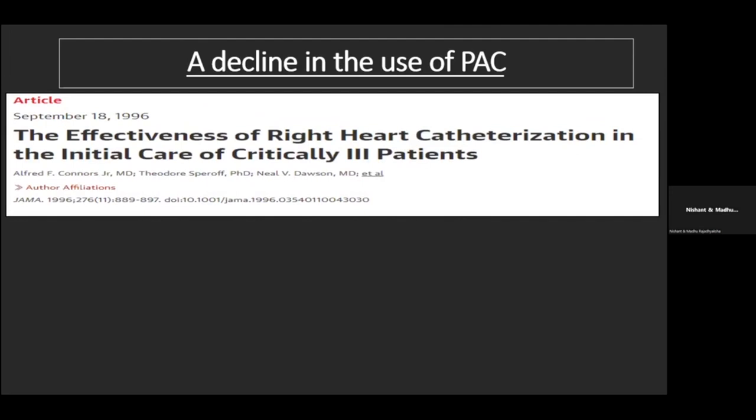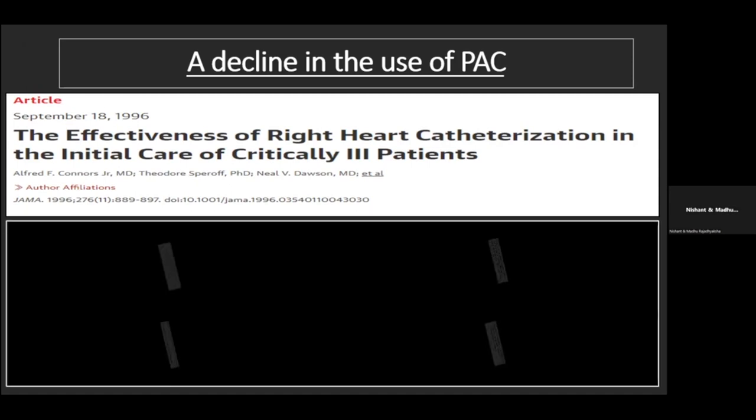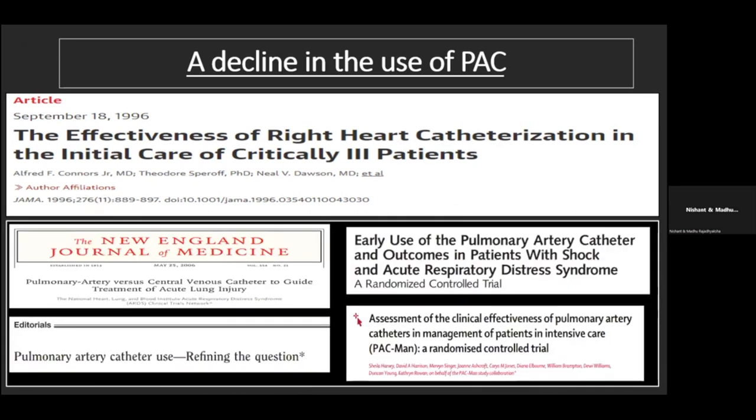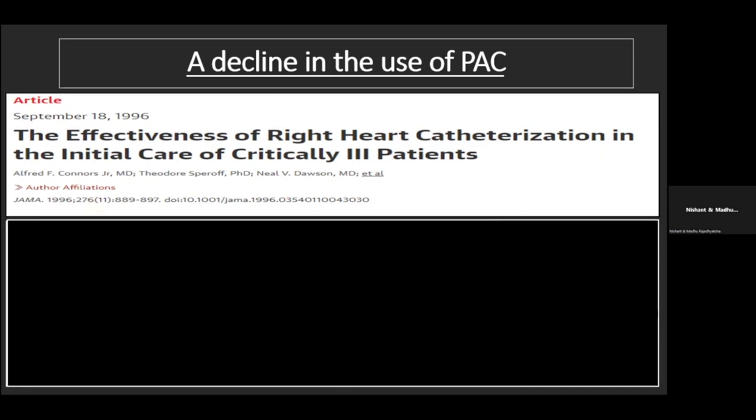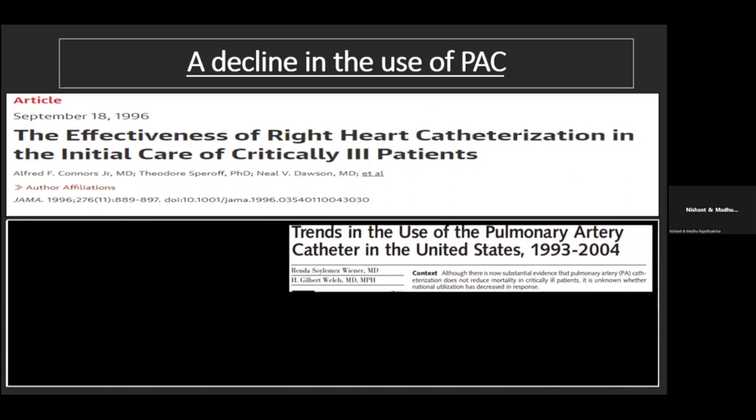But in 1996, Connors published a large prospective cohort study including over 5,700 patients from 5 different tertiary care institutes who had undergone right heart catheterization. They observed that PAC insertion was associated with increased length of hospital stay, increased mortality, and increased cost of treatment in this population. In the wake of this publication, further studies mostly confirmed those findings, and the use of the pulmonary artery catheter in the United States started decreasing. Between 1993 and 2004, PAC use in the United States reduced by 65% for all medical admissions.